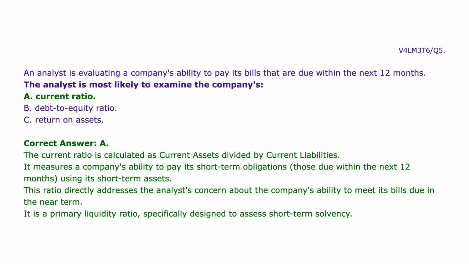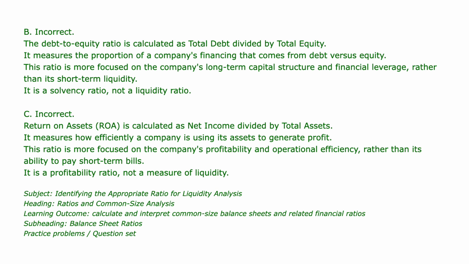The current ratio, current assets divided by current liabilities, directly measures a company's ability to pay bills due within the next 12 months, making it the most relevant liquidity ratio for short-term obligations. B. Debt-to-equity ratio is a solvency ratio focused on long-term capital structure, not short-term liquidity. C. Return on assets is a profitability ratio, measuring efficiency in generating profit from assets, not the ability to cover short-term bills.